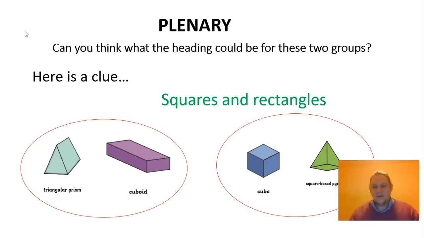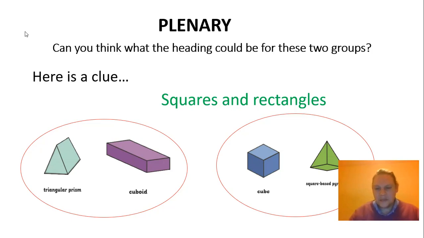Okay, so I can see straight away that the cuboid does have rectangles on its faces, okay? Its faces are made up of all rectangles, in fact. Then the triangular prism also has rectangles that make up its faces, okay? It's got two triangular faces, but it's also got three rectangular faces.